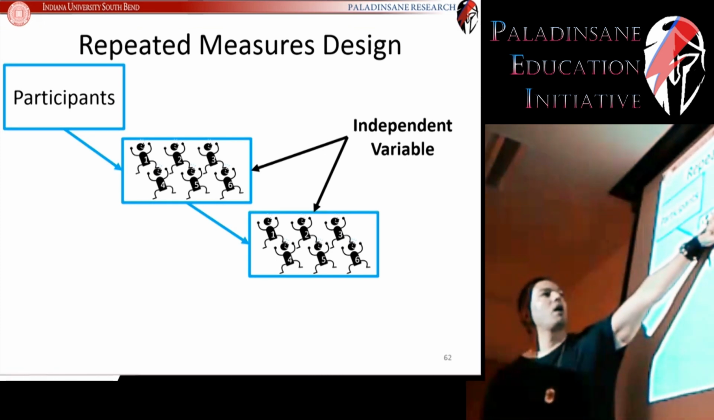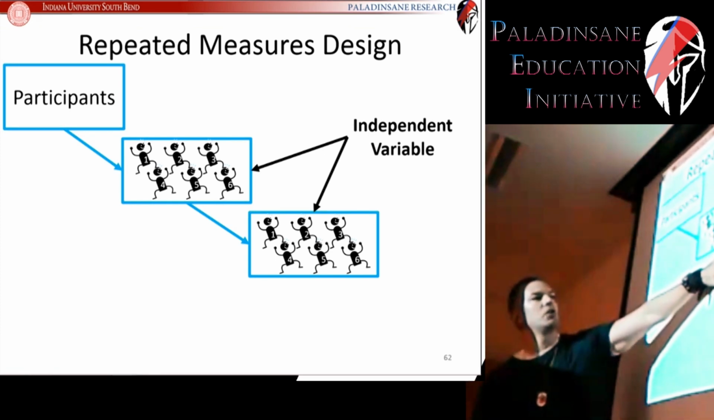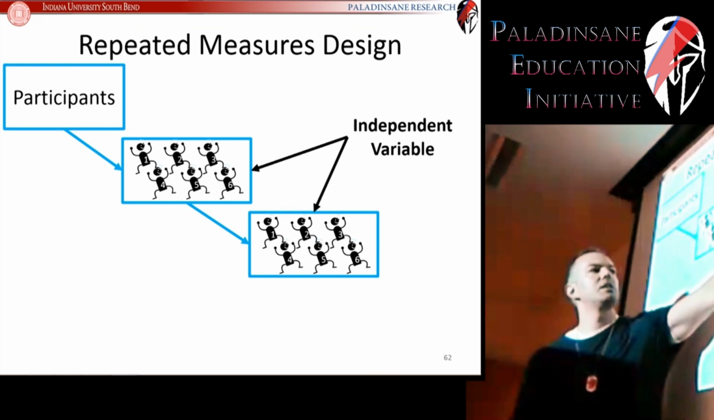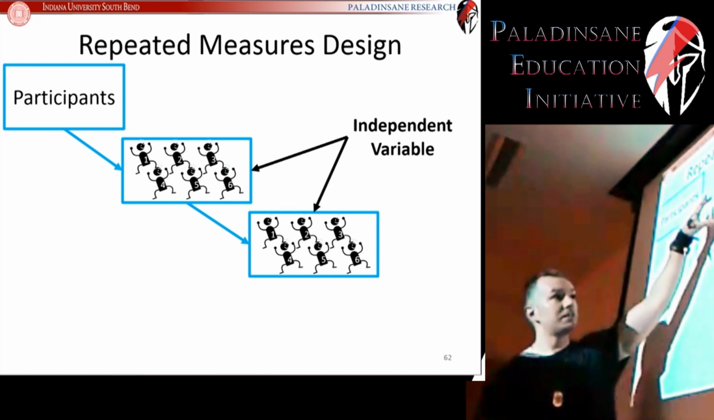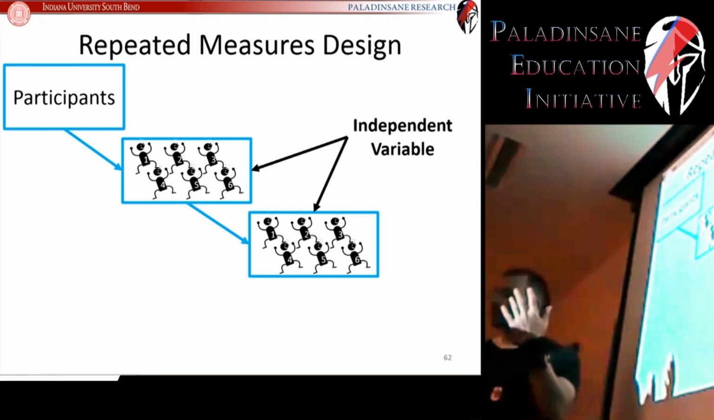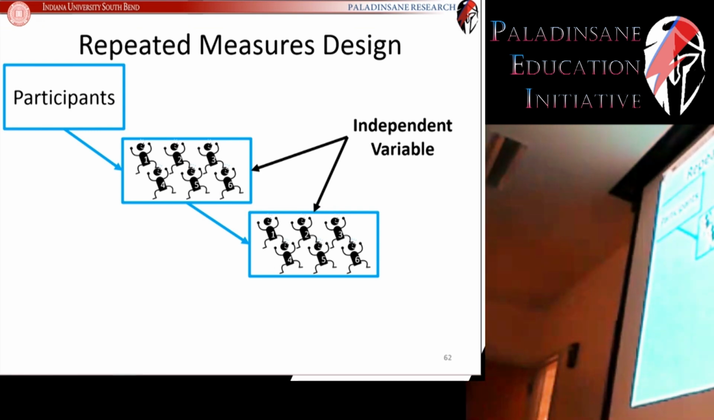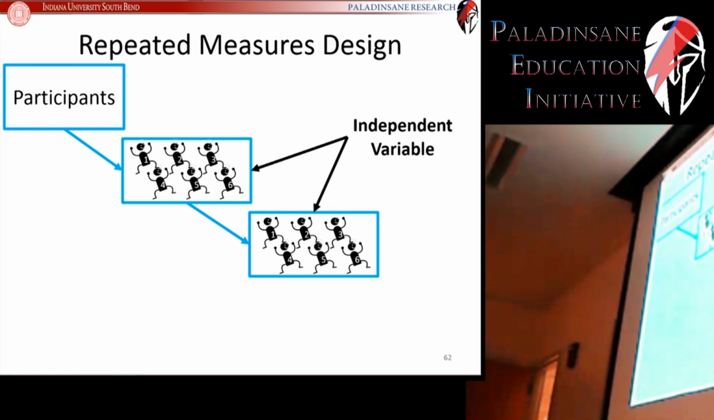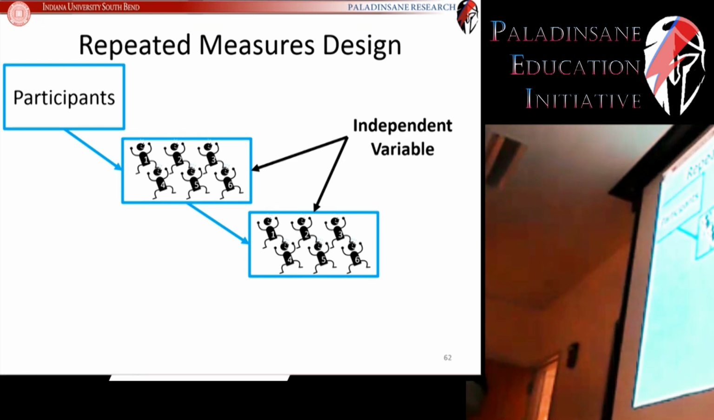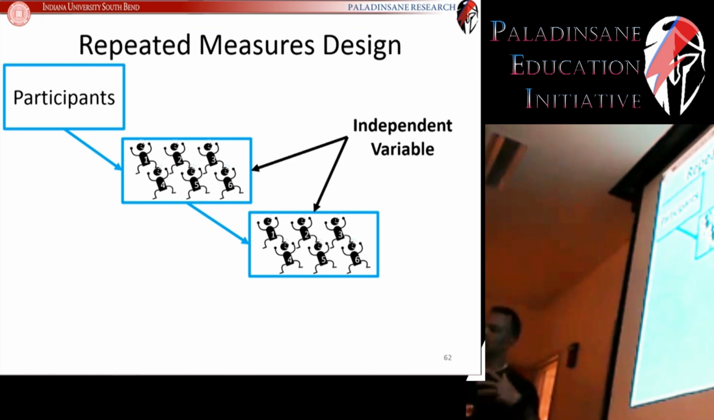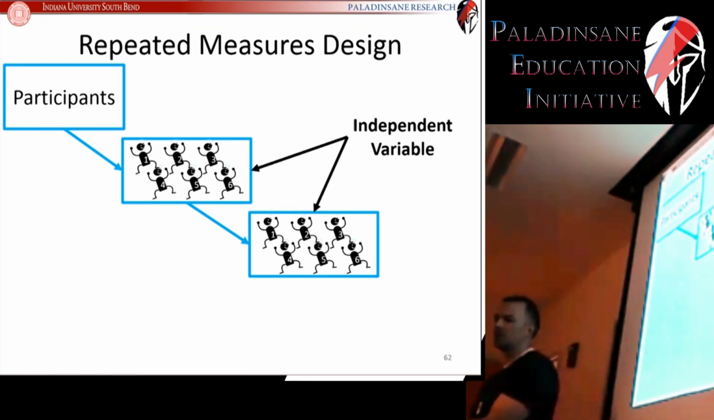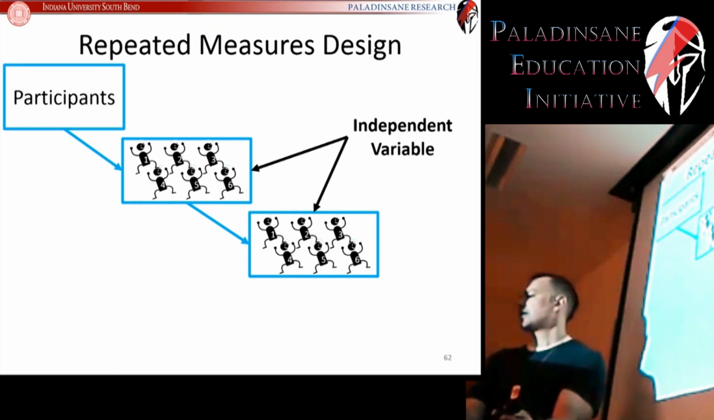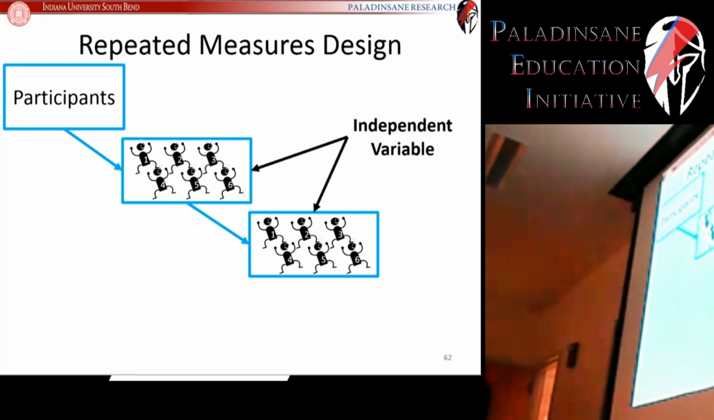So maybe if they watched violent TV here and then showed violent behavior and then watched non-violent TV, they might still show violent behavior. It might still carry over and affect the outcome of watching non-violent TV. And while you can mitigate that by having that randomized, it still has the possibility that participating in the first condition will change your behavior in the second condition.